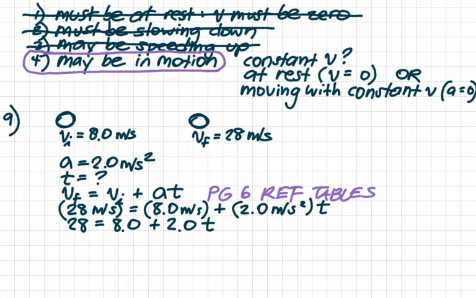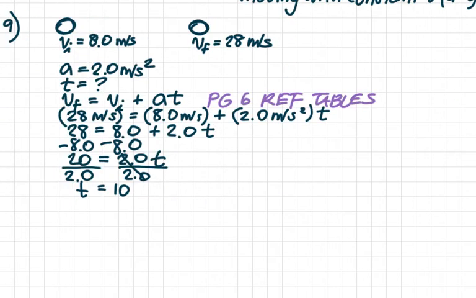I'm trying to get T by itself, and so I'm going to subtract 8 from both sides. And I wind up with a final answer of 10. Since it's time, that would be 10 seconds. And it's not a multiple choice problem, so we just kind of box the answer.